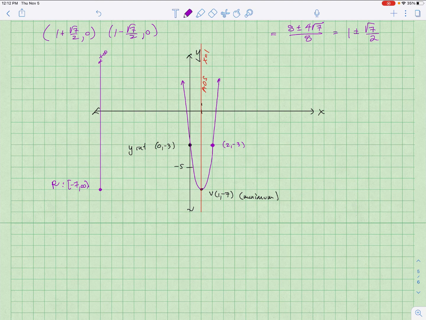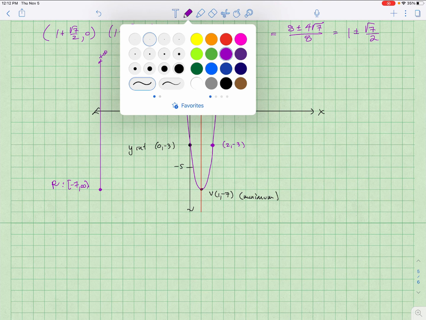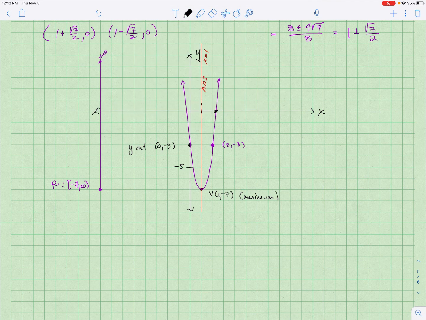Now, the only thing that we really have left to illustrate on here are the x-intercepts. And here they are, and you'll notice that they are on either side of x equals 1. That's kind of hard to read right there. x equals 1. This is 1 plus a little bit to the right, and that is 1 minus a little bit to the left. Comma 0 for the x-intercepts. And there it is. That's the graph of our parabola.